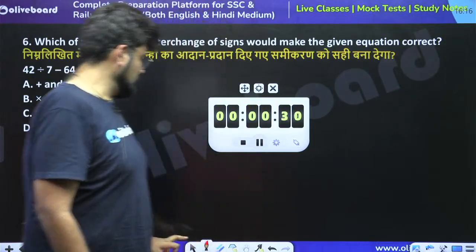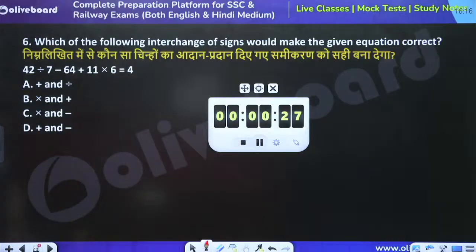Extremely easy. This particular question also can be done verbally. If you observe carefully, you will get your answer. Correct, very good. Verbally only you will get your answer. You don't have to actually check it out.